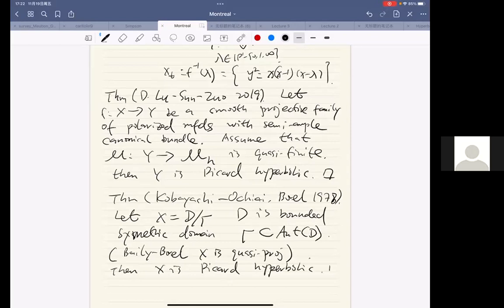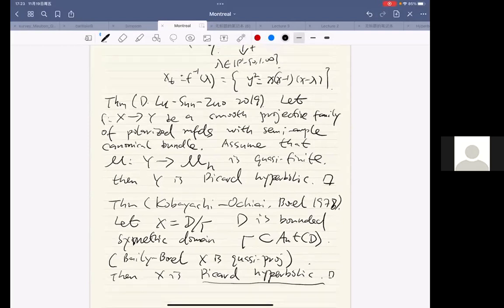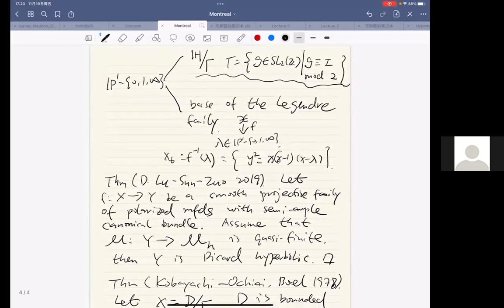So it was a very difficult result at that time, because they had to use the so-called Baily-Borel compactification of this quotient of bounded symmetric domains to get their hyperbolicity. But as we will see later, in this talk I can give a simpler proof without knowing anything about its compactification. So this is the generalization of the Picard theorem in the first direction.